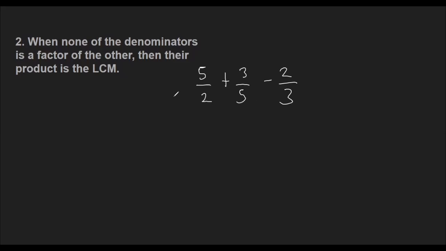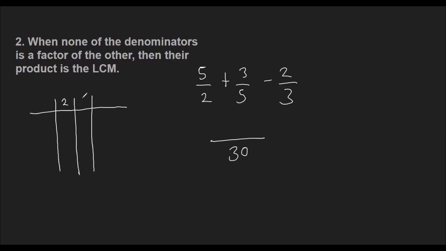So what do we do in such a case to get the LCM? We simply multiply the denominators together. So we are going to multiply 2 by 5 and by 3 to get the LCM. So the LCM will simply be 2 times 5 times 3, which is 30. So the LCM is 30 in this case. If we also use the tabular method to find the LCM of 2, 5, and 3, we'll still get the same result. So we have 2 here, 5 and 3.